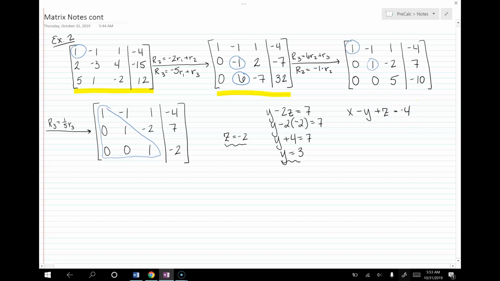All right, last but not least, we have x minus y plus z is equal to negative 4. So we get x minus, we found that y was 3, plus, we found that z was negative 2 is equal to negative 4. So we get x minus 3 minus 2 is equal to negative 4. X minus 5 is equal to negative 4. So x is 1. Last step, write it as 1, 3, and then negative 2. And our final answer is done. Sweet.